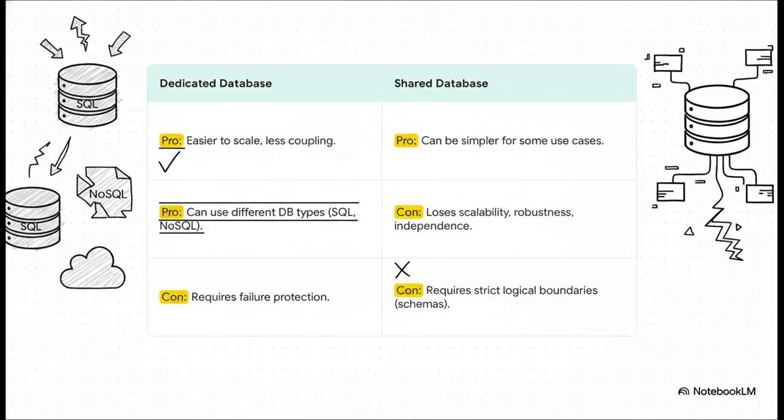And this just lays out the trade-off perfectly. When you give each service its own database, you get enormous flexibility. Your order service can use a classic SQL database, while the product catalog uses some super fast NoSQL database. But if you share a database, well, you're tying them back together again, and you lose the very scalability and independence you were trying to get.